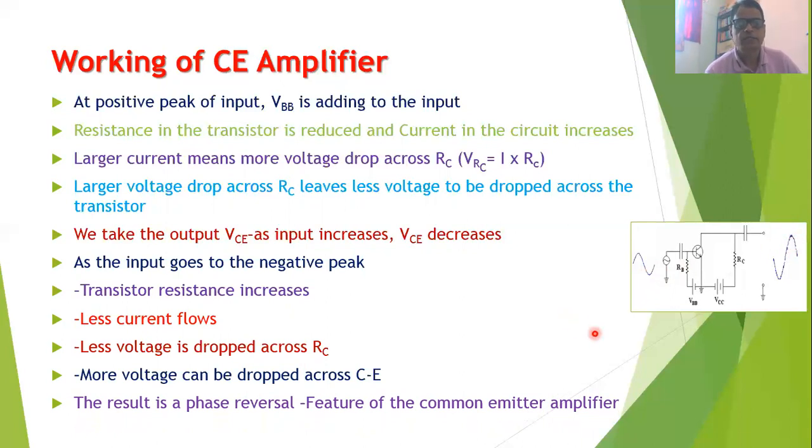emitter. So we observe that there is a kind of phase reversal, because when there is a positive half cycle at the input, at the output we are getting a negative half cycle. When there is a negative half cycle at the input, at the output we are getting a positive half cycle. This is called a phase reversal, and this is the feature of the common emitter amplifier. That is, in a CE amplifier, there is always a phase reversal. For positive input, you will get negative output.